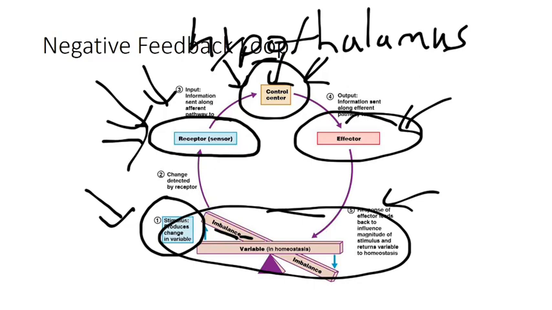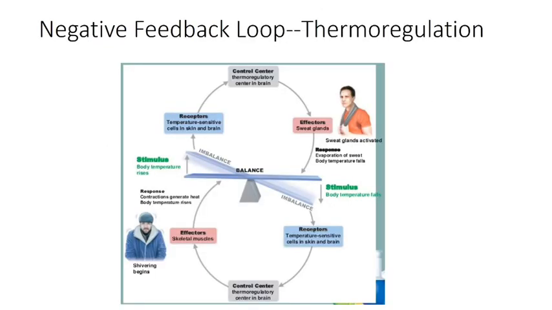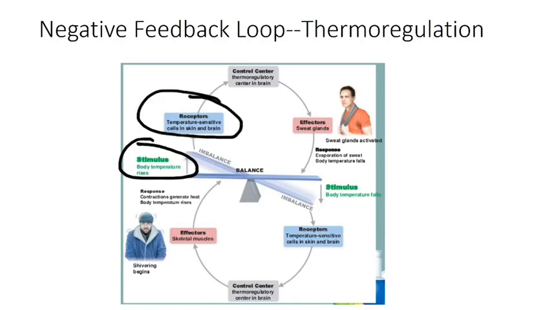Now we're going to look at several real-world examples of how negative feedback loops work in your body. All right, so this diagram is showing us how a negative feedback loop functions in thermoregulation, regulation of your body temperature. So let's say that you've been exercising, and the stimulus in this case is that your body temperature starts to go up because of that exercise. Well, there are receptors in your skin and also in the brain that sense that rise in temperature. Those receptors send information to the control center, which again in this case is the hypothalamus.